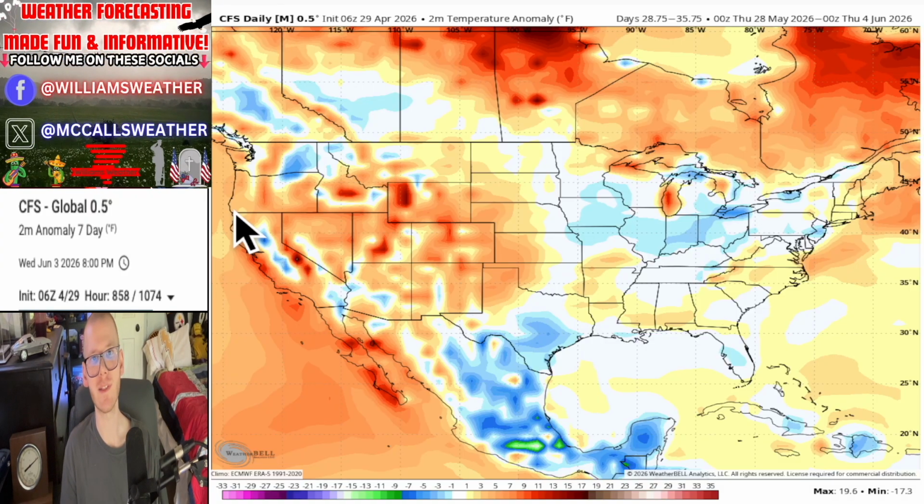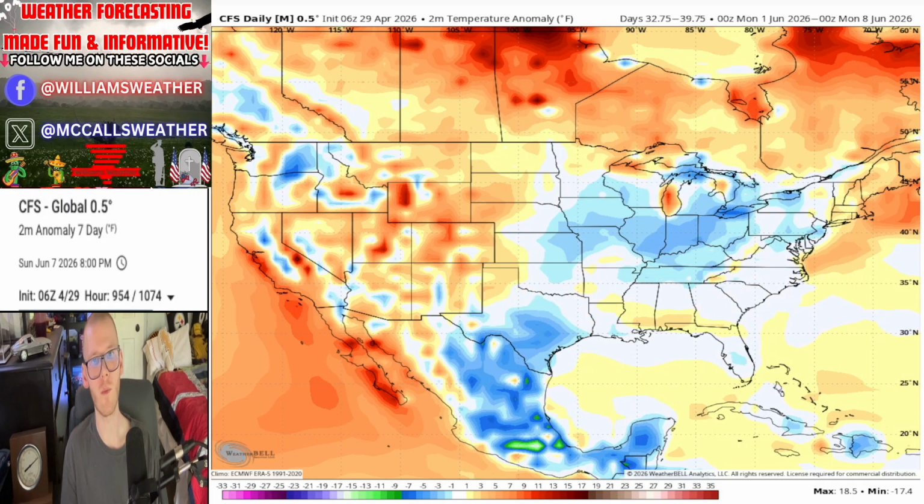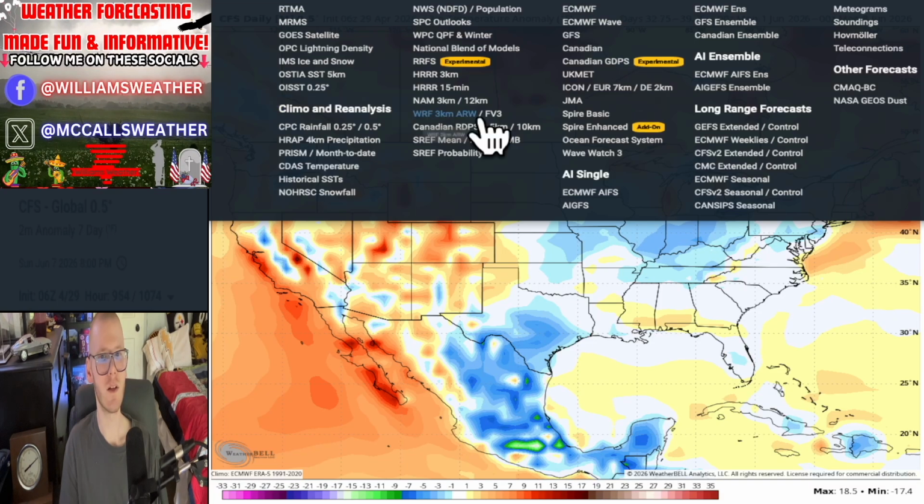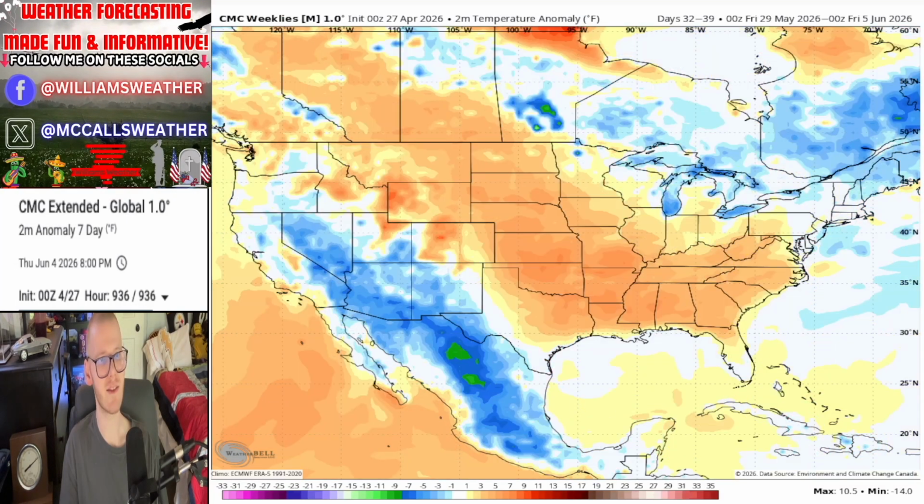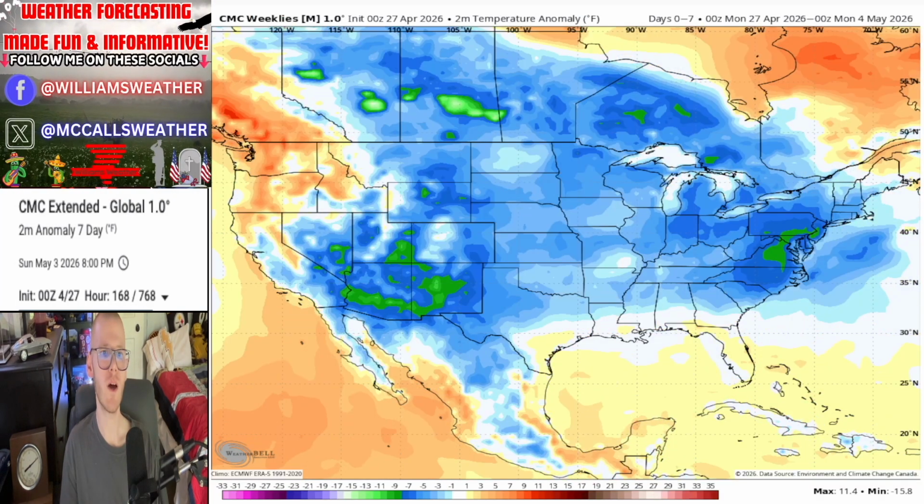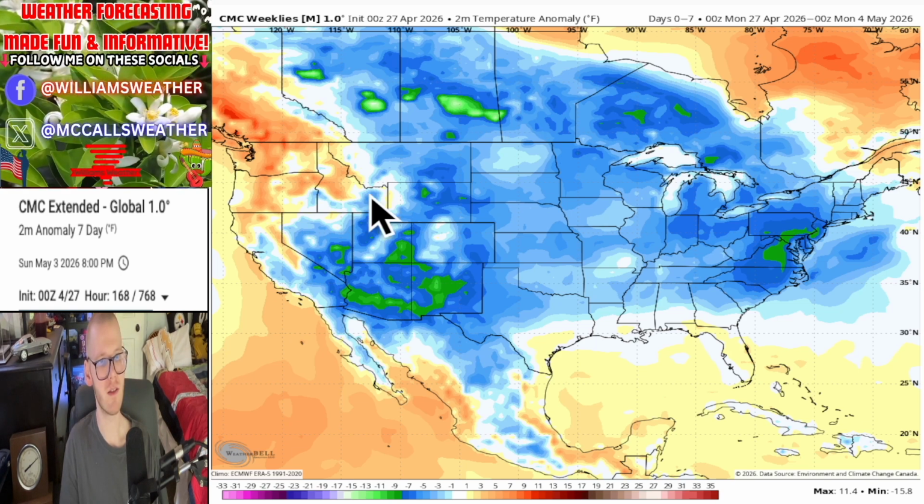And as we head towards the end of the month, it's looking like much of the country is going to be heading off into a warmer than average temperature pattern. Now, what about the CMC extended? Well, much the same story there as well. Much of the country heading into a below average pattern, while the Northwest is dealing with an above average pattern.